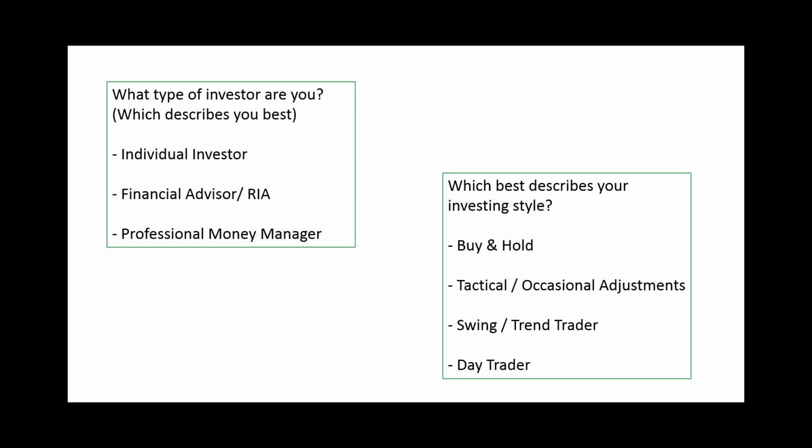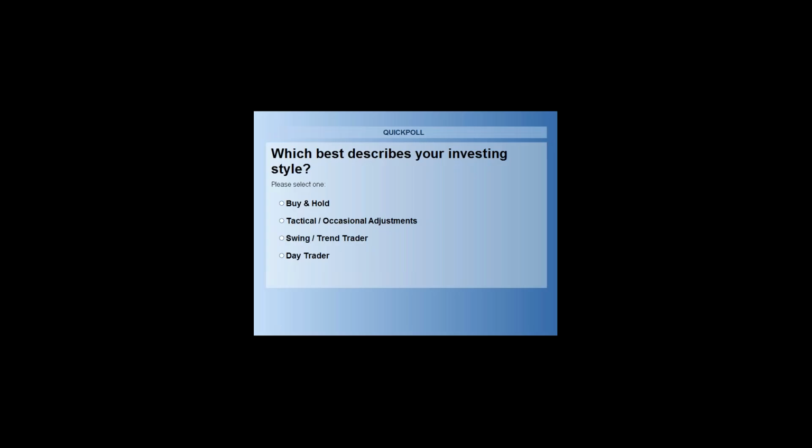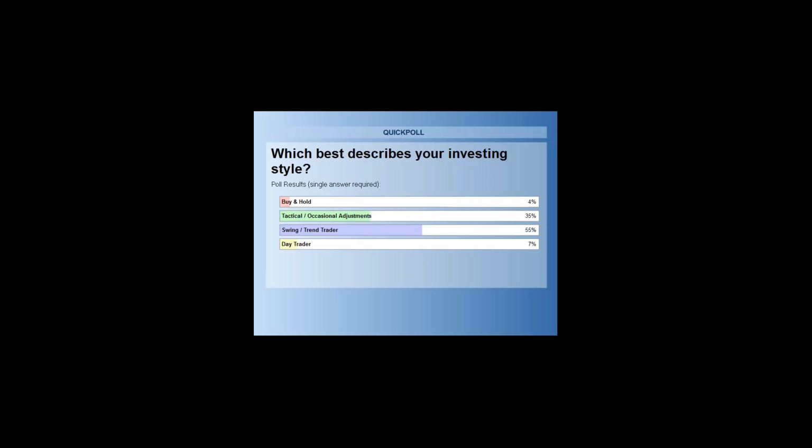The next question that we would ask is, which best describes your investing style? Would you say that you're a buy and holder, a tactical or occasional change in your strategy, a swing trader or a trend trader, or a day trader? We're going to throw the question up now if you can answer that quickly. Thanks for doing a great job on that last one. Thanks, everybody. It looks like about 55% would be a trend trader or swing trader, followed by the next biggest category being tactical, occasional adjustments, 4% buy and hold, and 7% day trader.